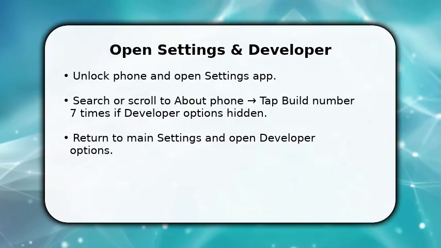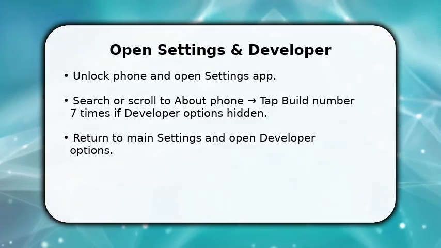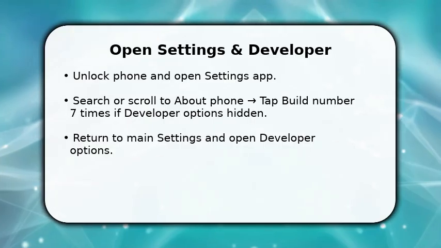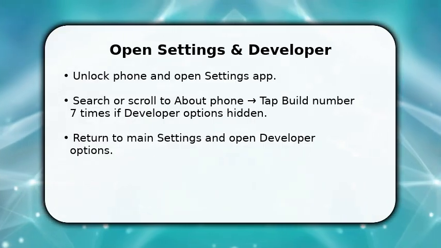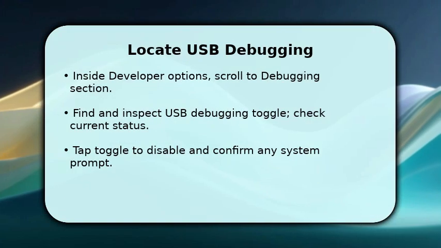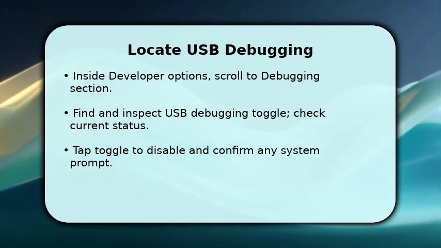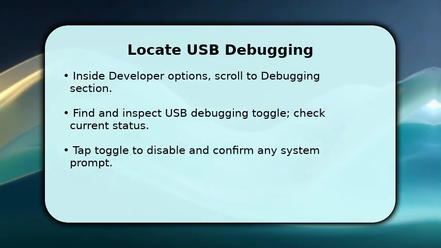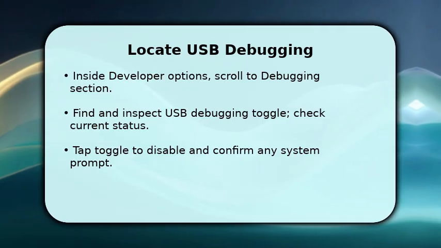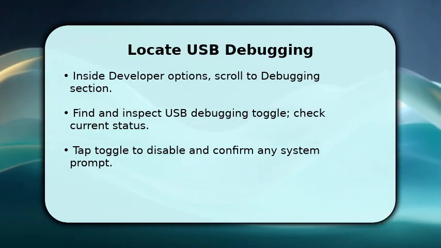Do this now because skipping straight to USB controls saves time and ensures you're changing the right toggle instead of app-level permissions. You'll now find the USB debugging control within Developer Options under the Debugging section. Scroll carefully and inspect the USB debugging toggle so you know whether it's on or off.